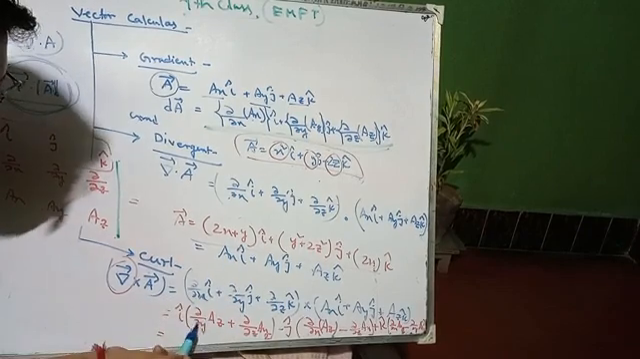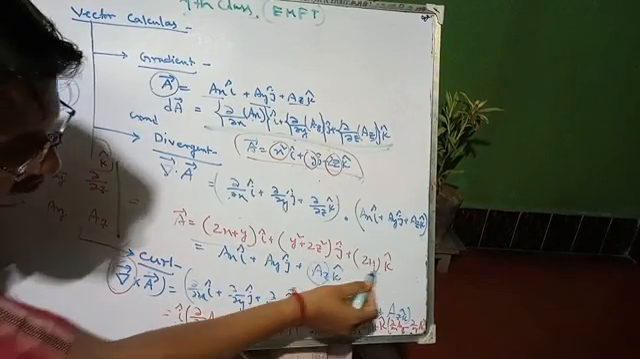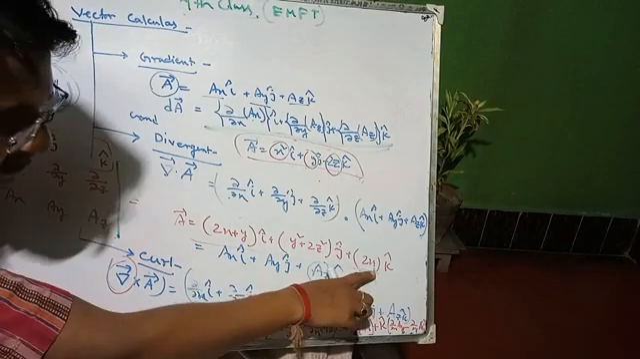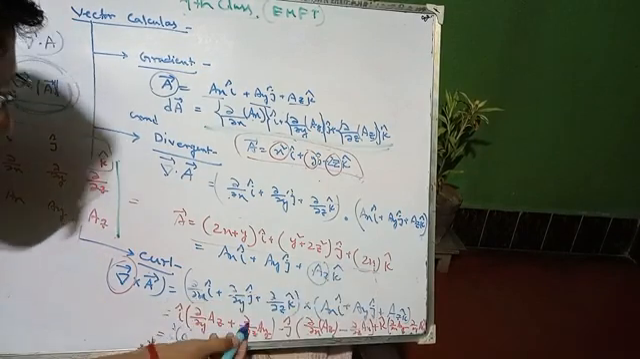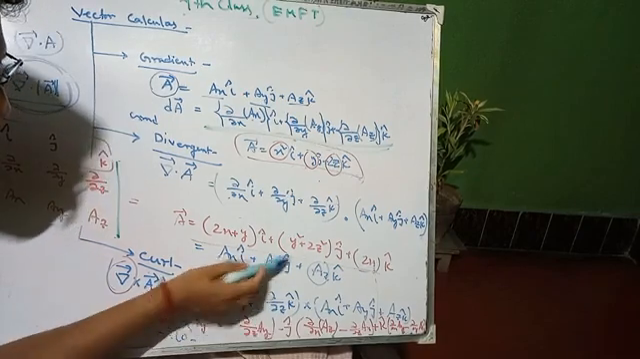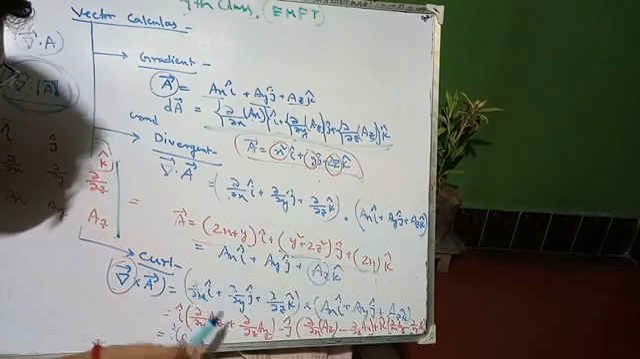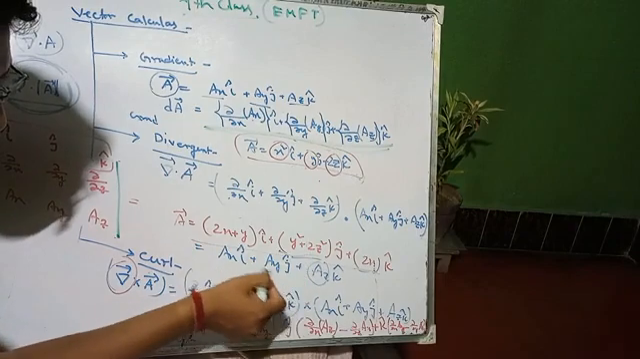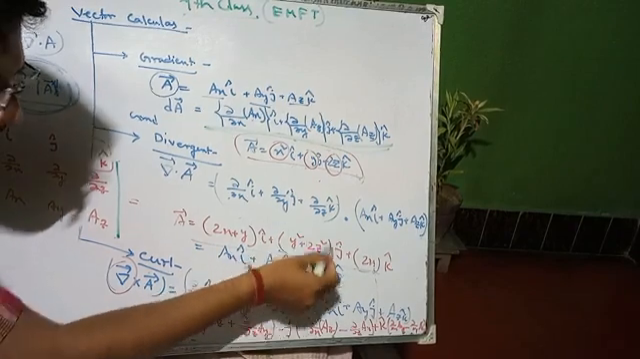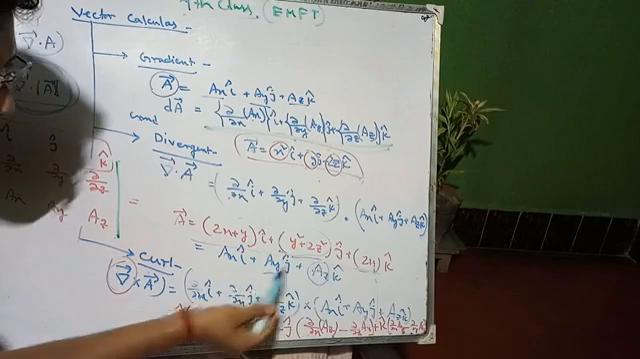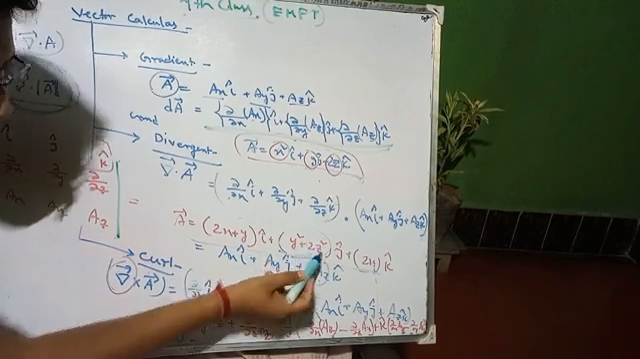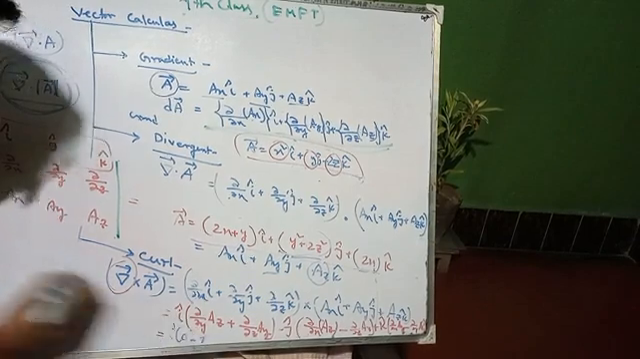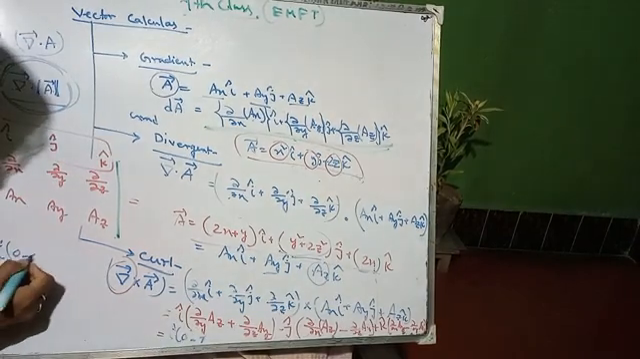So for del del y of az, there is no y part, so the first part is 0, minus del del z of ay. Ay has some z value, and by comparing, del del z of ay will be 4z. So taking i cap common, it is 0 minus 4z.